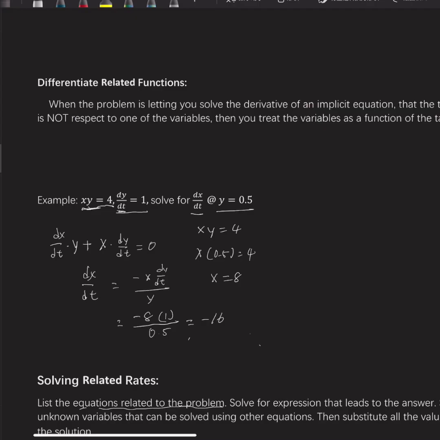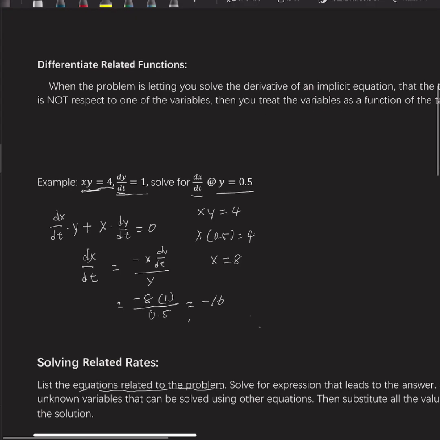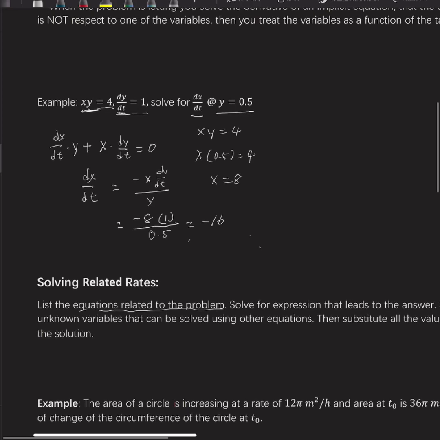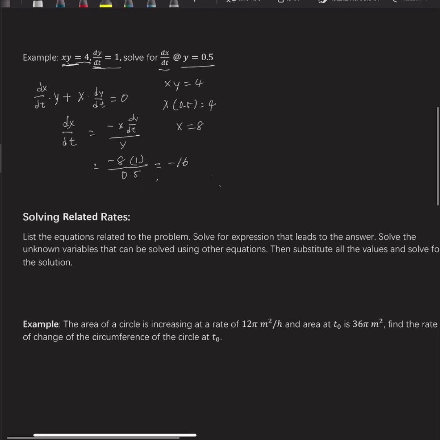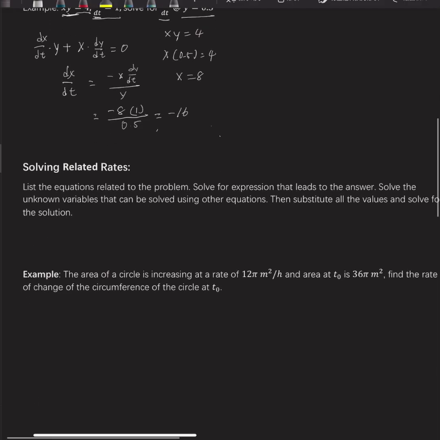So let's talk about solving related rates. List the equations related to the problem. Solve for the expression that leads to the answer. Solve the unknown variables that can be solved using other equations. Then substitute all the values to solve for the value. So what does it really mean?